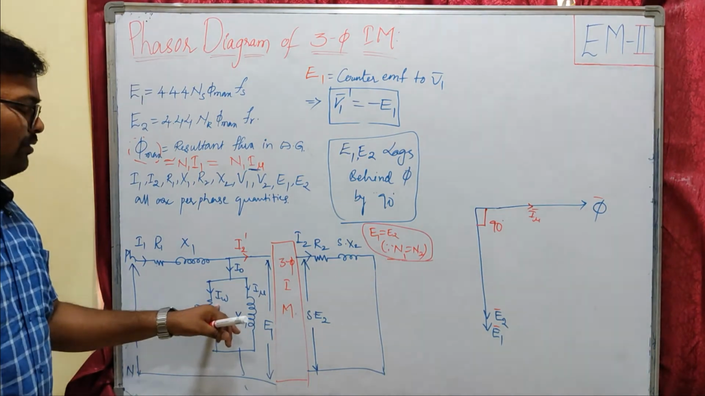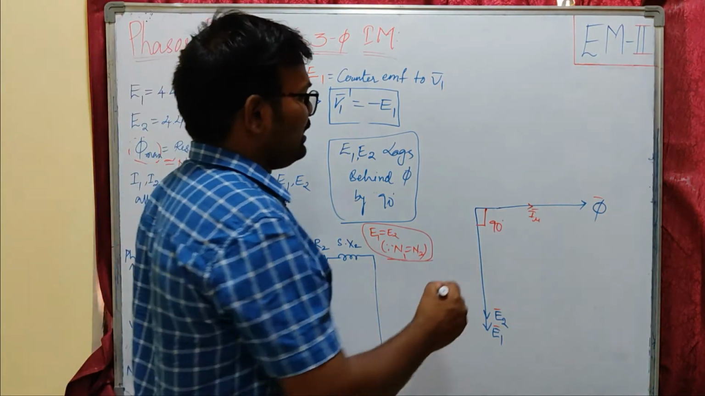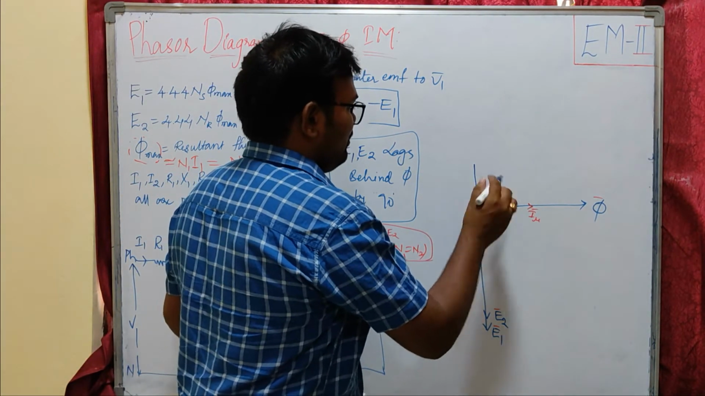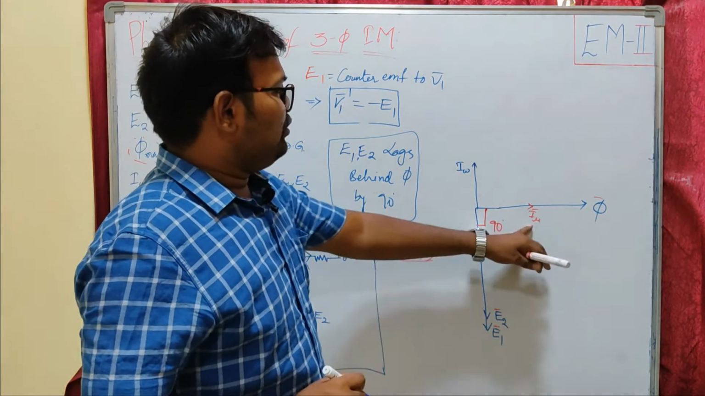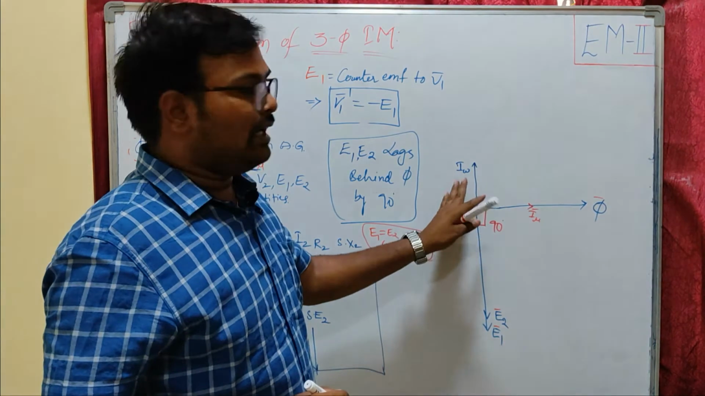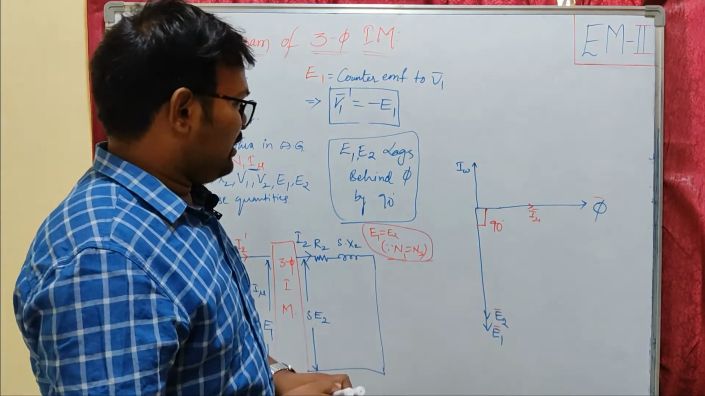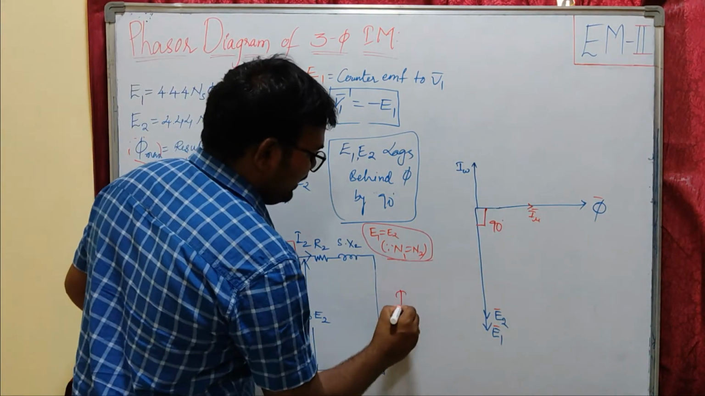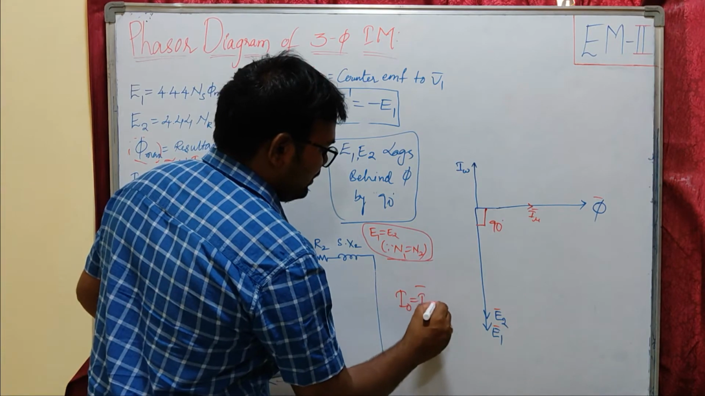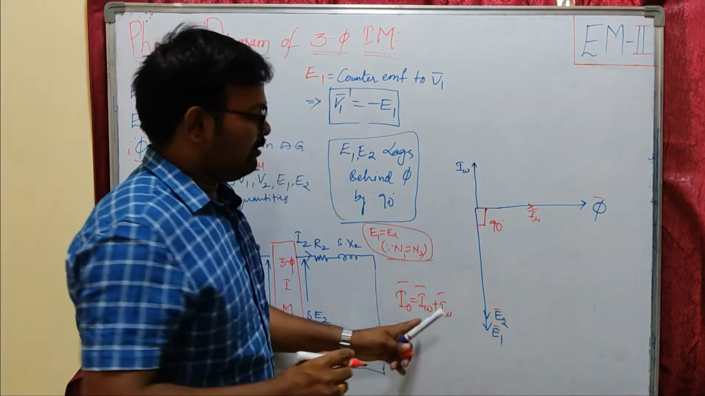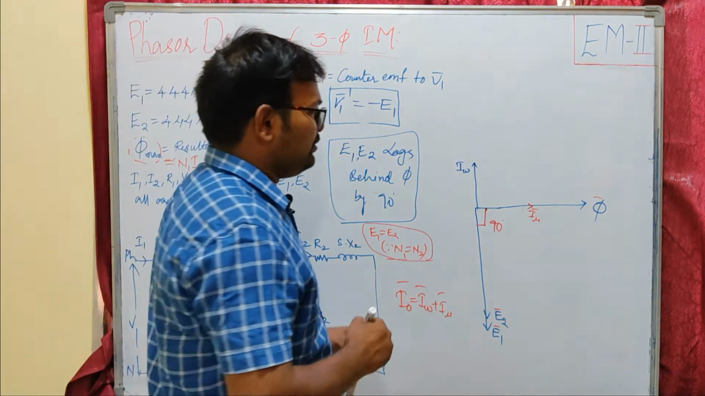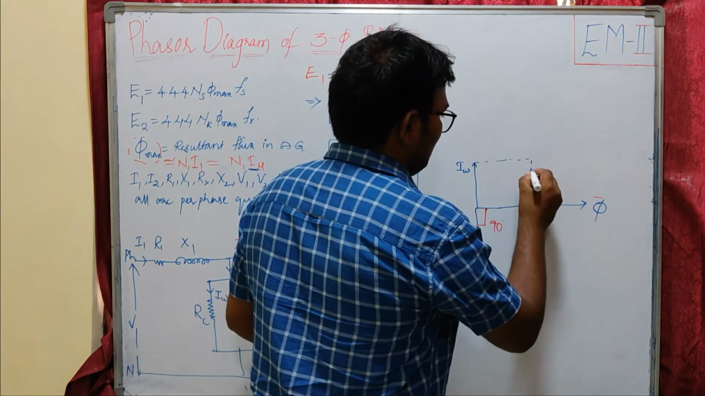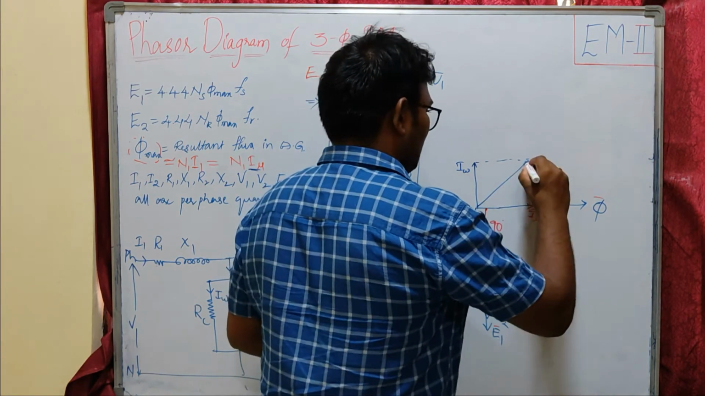So what will happen to our core loss component? That will be in quadrature with our magnetizing component. This is my core loss component. I mu and IW are 90 degrees away from each other. IW leads I mu by 90 degrees. Now, what is the no load current? I naught equals IW bar plus I mu bar. That means the vector sum of our core loss component and magnetizing component is my no load current. So I am going to find out the no load current, that is I naught, here.